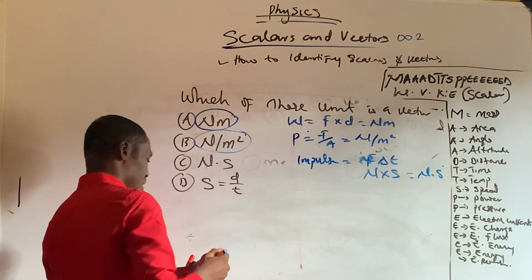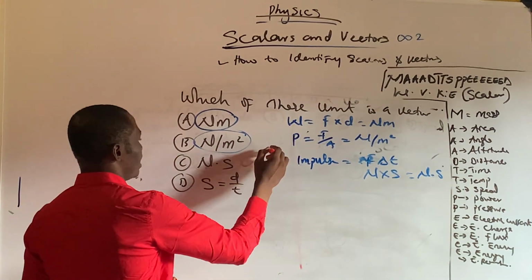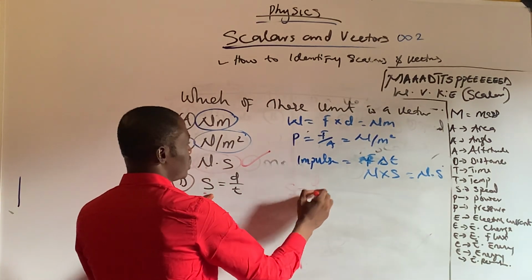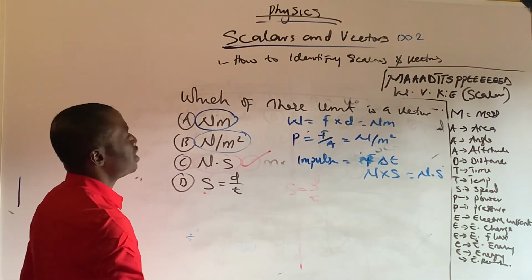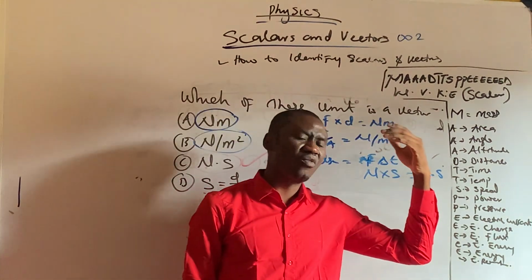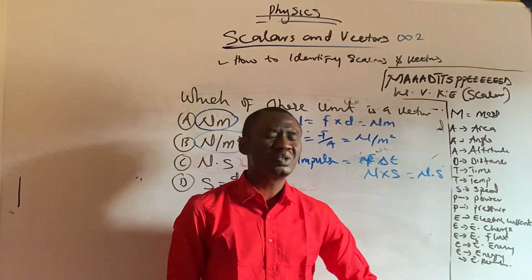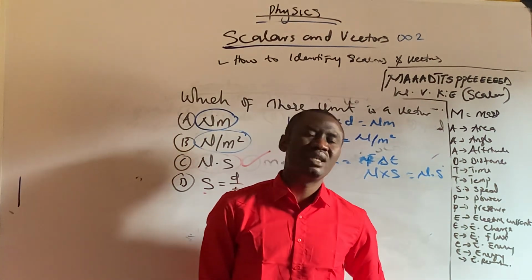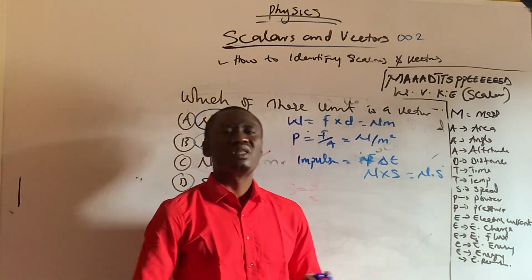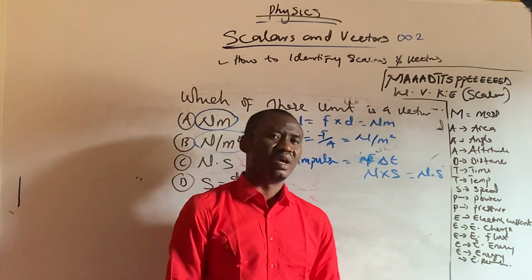So definitely the answer, let me use the red pen now, is this one. Now over there, this is distance: speed is equal to distance over time, so that is not a vector. This is the form in which your questions will appear. I've given you four lists of questions. If you can understand them, there is no question you cannot answer under identifying vectors and scalars. In our next video, we'll be dealing with the formulas required to solve vectors and scalars. See you there. Have a nice day.